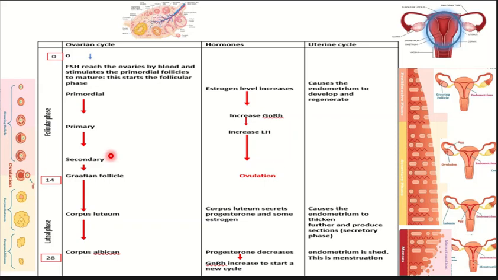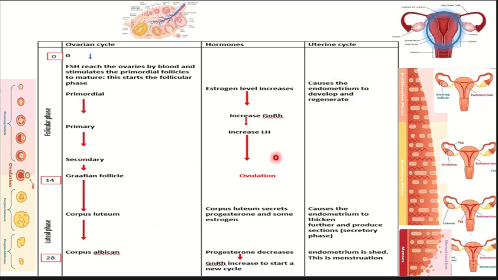And as we know, the ovarian follicle secretes estrogen. So, in the follicular phase, the estrogen concentration in the blood increases, which acts on the hypothalamus and causes the increase in the GnRH, as you see here. So, when the estrogen level increases, it causes the increase in GnRH production, which will act on the anterior pituitary and causes the increase in LH, the luteinizing hormone. Note that the estrogen causes the endometrium to develop and regenerate.